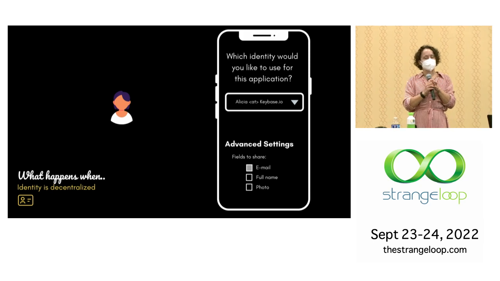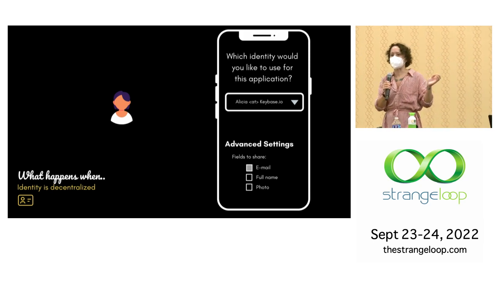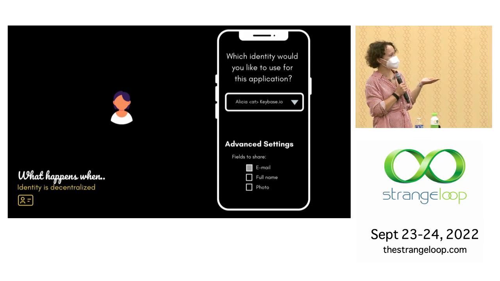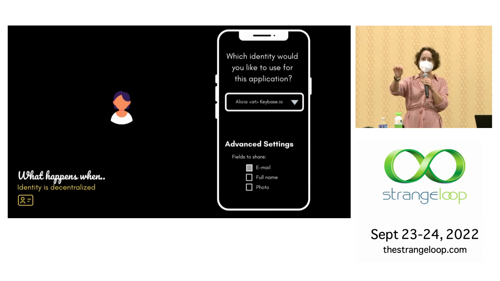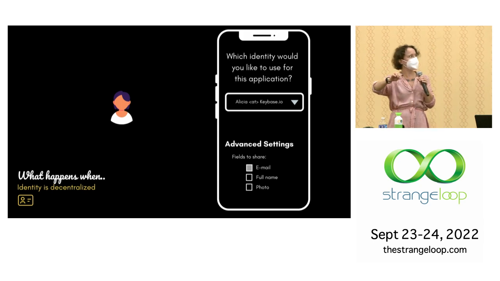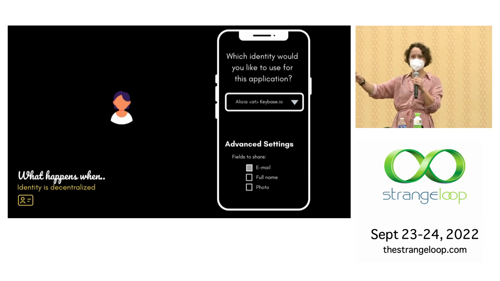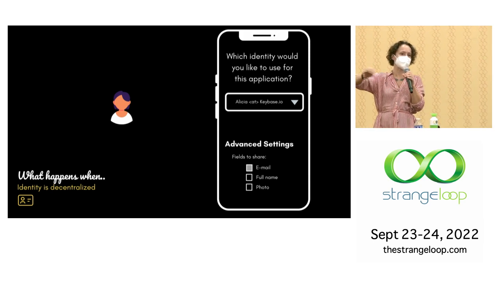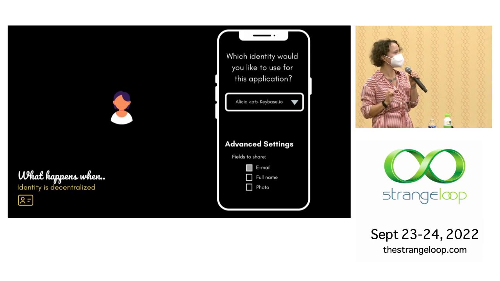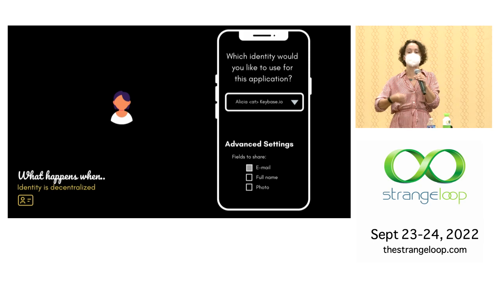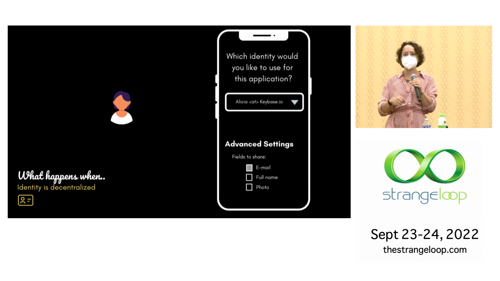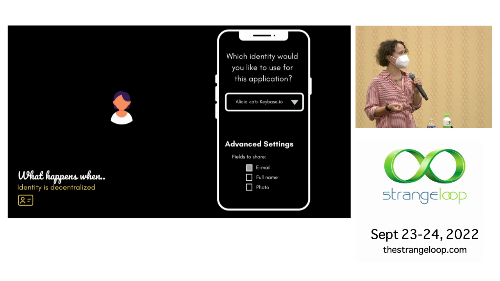How might this actually look? Well, here we have my version of Picasso. What do you think? Yes. And what we have here is potentially how Alicia would like to identify. So Alicia wants to use Keybase IO because they want to use an encrypted backend service to identify themselves. And they may also want to choose advanced sharing settings. They may want to say exactly what information or what pieces of my identity or my credentials via the service are allowed to be shared and which ones are not.